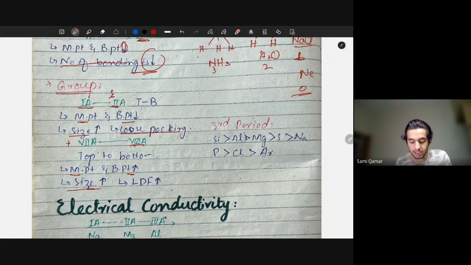Why? Because size is being increased, and London dispersion force is increasing. Why is London dispersion force increasing? Can you guys tell me why? This is a beautiful concept linked to one trend that we have just studied. Why is London dispersion force increasing? It is due to electrons, right?